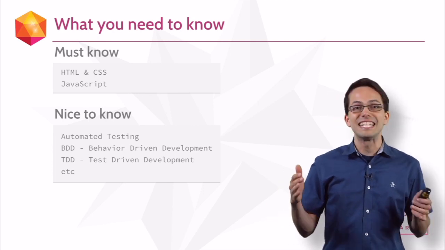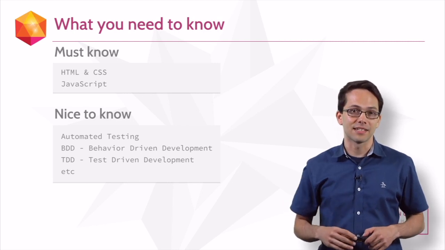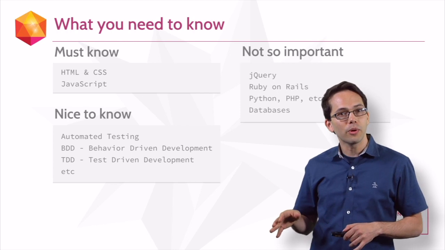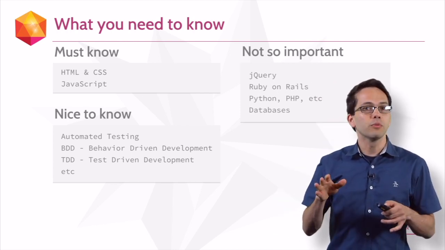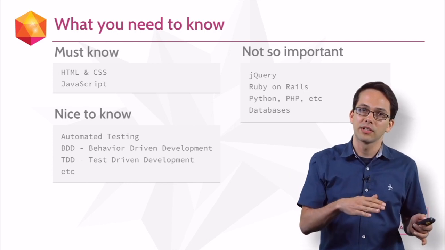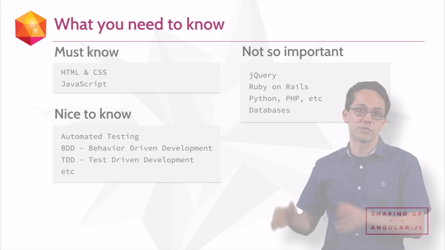Behavior-driven development, test-driven development, because Angular is really easy to test, and you should be doing that in a professional application. Not so important, you don't need to know jQuery, Ruby on Rails, Python, PHP, or any of those back-end frameworks. Angular is just a front-end framework, so all you need to know is JavaScript.